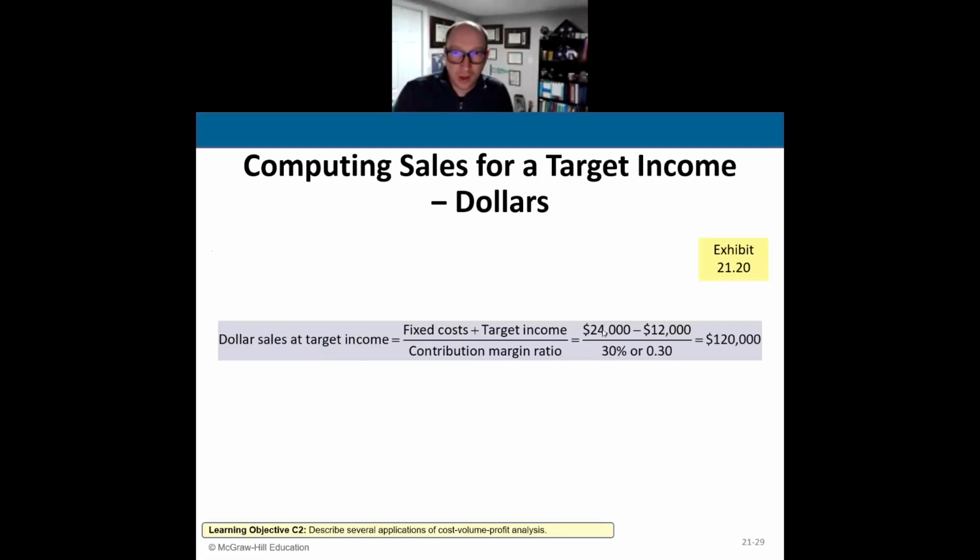So in this example, my target income is $12,000. I want to make $12,000 at the end of the month. Well, how much do I need to sell in order to get there? My fixed cost is $24,000. I want to make $12,000. So fixed costs, that should actually be plus, I'm pretty sure, divided by the 30% equals $120,000.